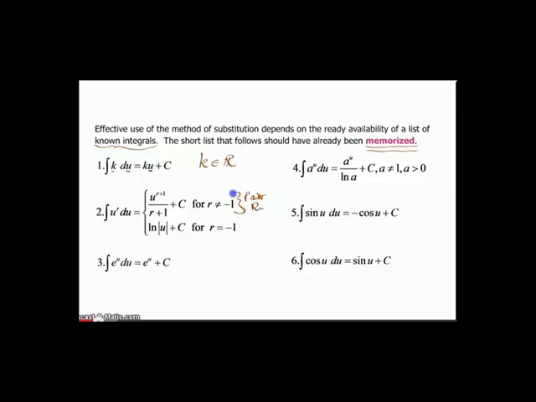We have two cases when we have u raised to a power r. For all other values except r equals -1, the power rule is 1 over r plus 1 times u to the r plus 1. For the case where r is -1, we have the integral of u to the -1 du. We learned that's the integral of 1 over u du. The antiderivative there is the natural log of u.